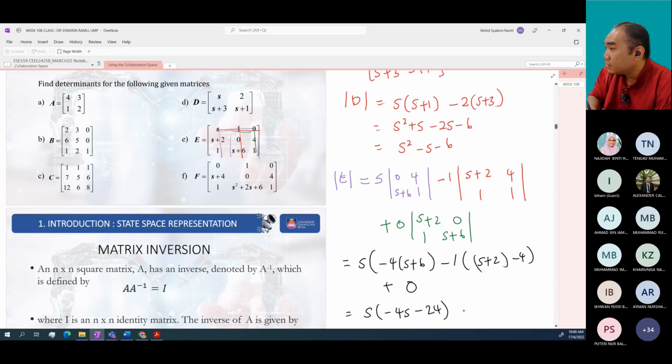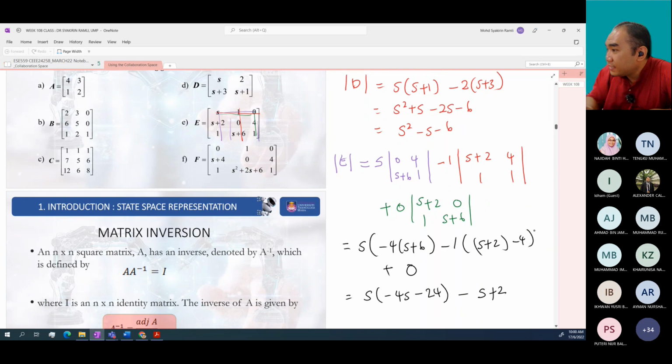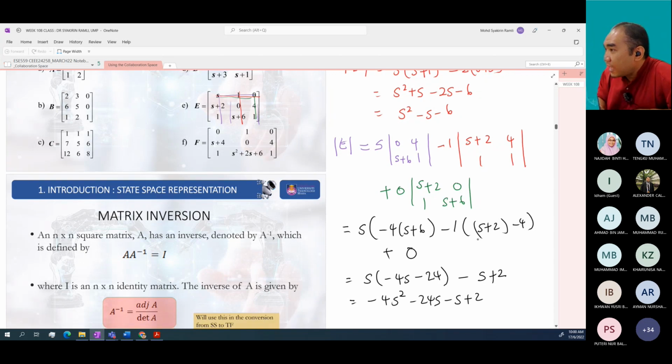24. And then here we got this going to be minus, apa tu? S kan kita ada kat sini kan. So we got minus S minus 2, 2 minus 4 is minus 2. Minus going to be plus 2. Okay, plus 2. And then this is going to be minus 4s square minus 24s minus s plus 2. And in the end, we will get our determinant is simply equal to minus 4s square minus 24 minus s, so we got minus 25s plus 2.